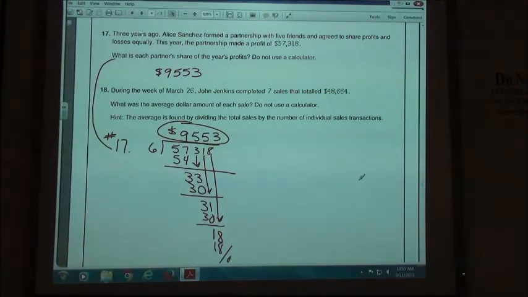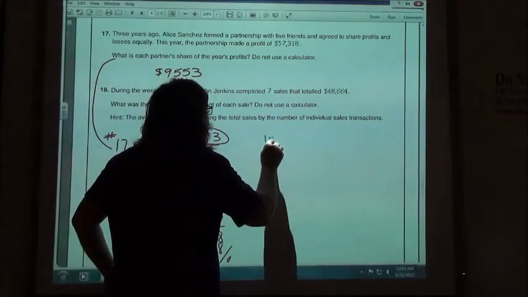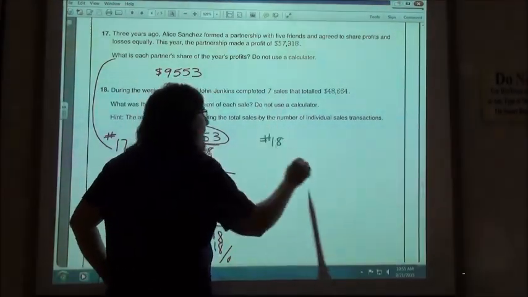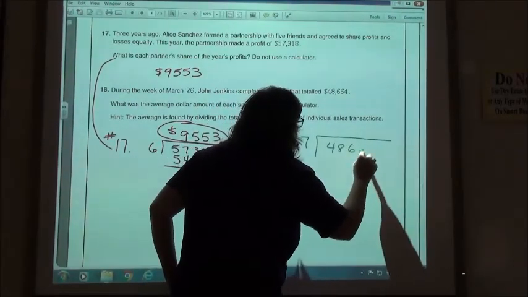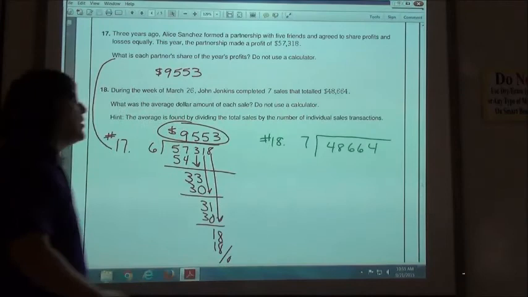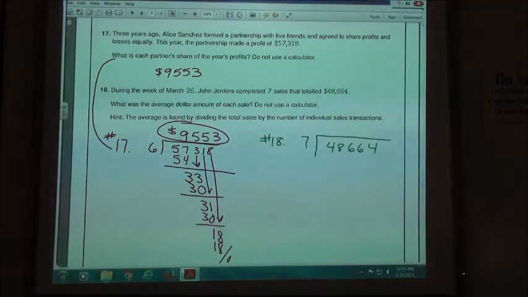Number 18, it says, during the week of March 26, John Jenkins completed 7 sales that totaled $48,664. What was the average dollar amount of each sale? Do not use a calculator. Hint, the average is found by dividing the total sales by the number of individual sales transactions. So, number 18, we had 7 sales. We made $48,664. So we're just going to go ahead again and do our long division.